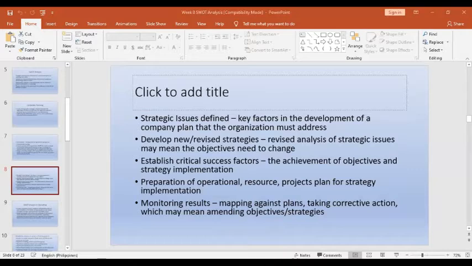And as part of the implementation, we have to prepare, of course, the operational resources or the project plan. Part of the implementation is the budget, the program, and the time frame on when these plans are going to finish. And of course, monitoring the results. Once we implement the plans, we have to evaluate those plans and strategies to see if we achieve the objectives.